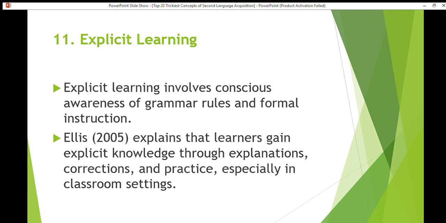Explicit learning. Explicit learning involves conscious awareness of grammar rules and formal instruction. Ellis, in 2005, explains that learners gain explicit knowledge through explanation, correction, and practice, especially in classroom environments.